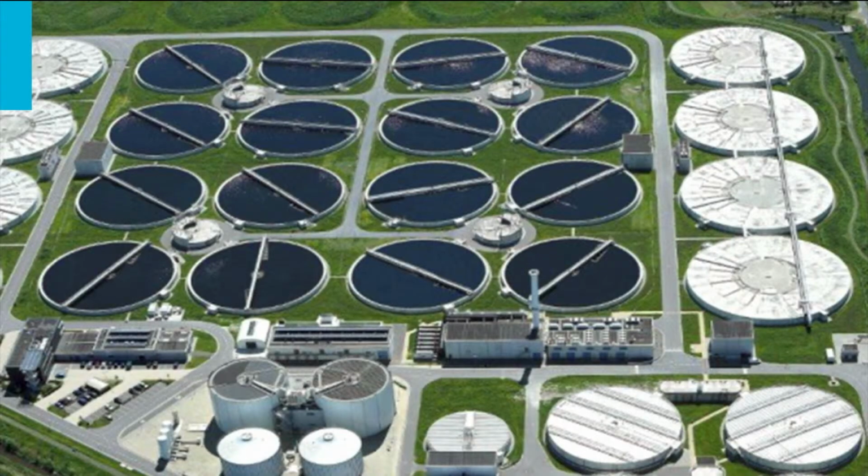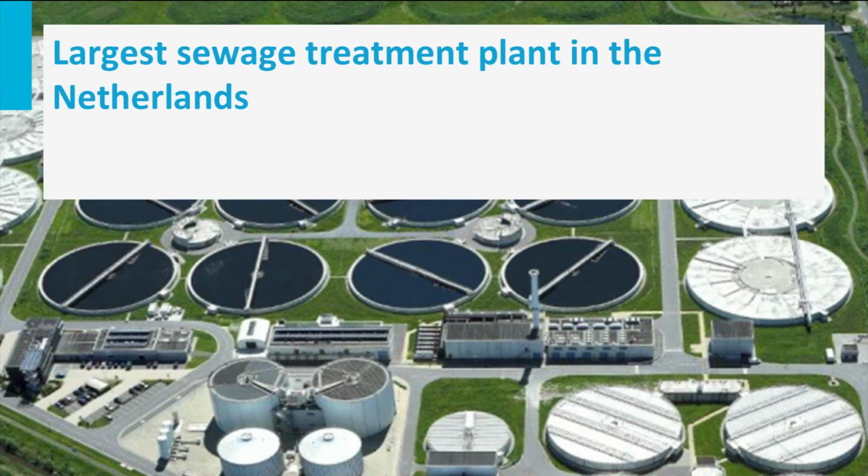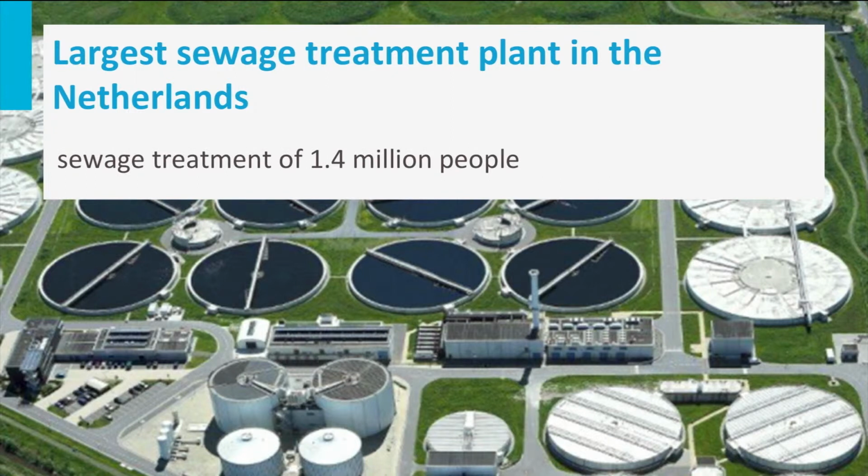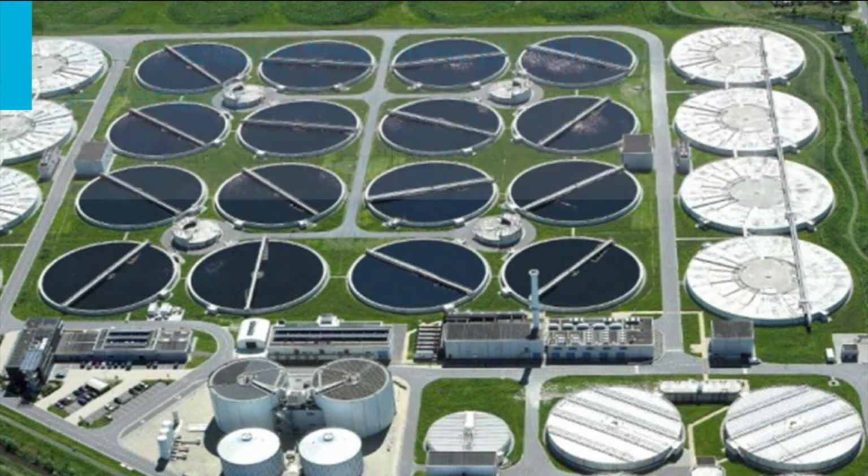What does a sewage or wastewater treatment plant look like? This picture shows the largest sewage treatment plant in the Netherlands, here in Delft. It has the capacity to treat the sewage of about 1.4 million people. It's a modern treatment plant that removes organic matter as well as nutrients, phosphorus and nitrogen from the used water up to the restrictions set by law. This picture looks great, right? But how does it function?